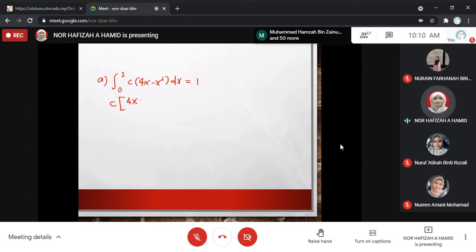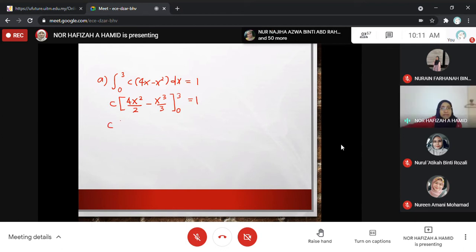So we have for x square over 2 minus with integrate x square is x cube over 3 and limit 0 until 3 and equal to 1. Okay, and C, next you substitute with 3, so you will have 18. Okay, 18 minus with 27 over 3. Ini saya substitute value 3 ya.